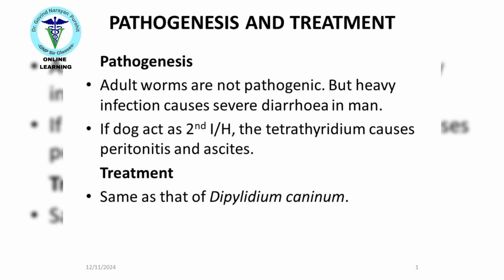Pathogenesis of Mesocestoides lineatus shows that adult worms are generally not pathogenic. However, heavy infections can cause severe diarrhea in humans. If dogs act as the second intermediate host, the tetrathyridium stage can cause peritonitis and ascites. Treatment is similar to that for Dipylidium caninum.